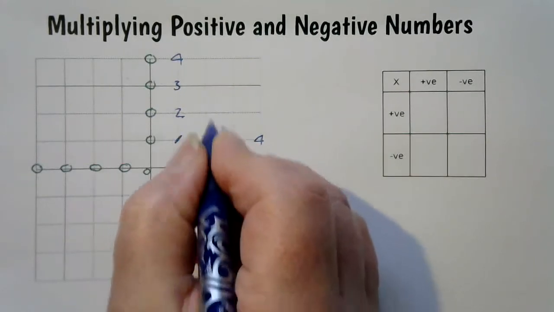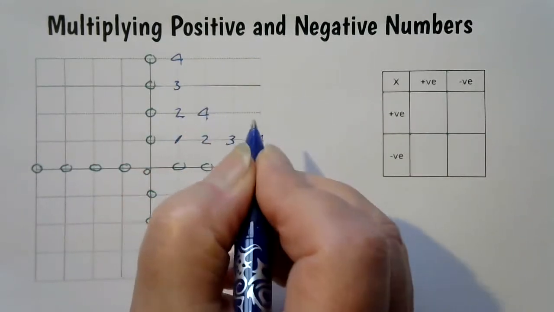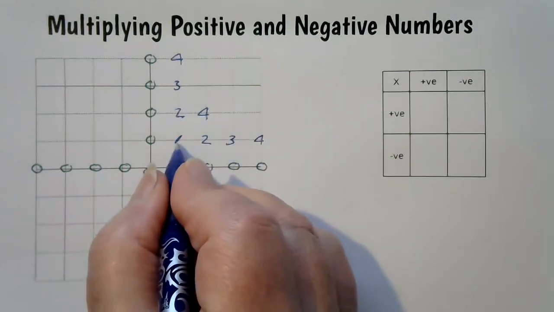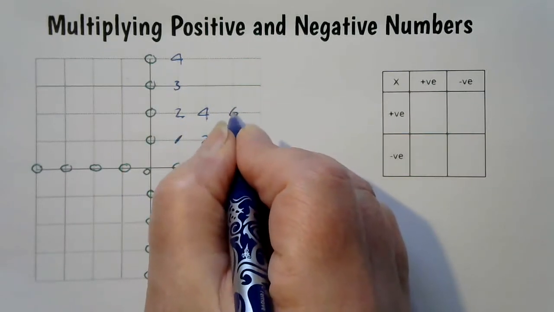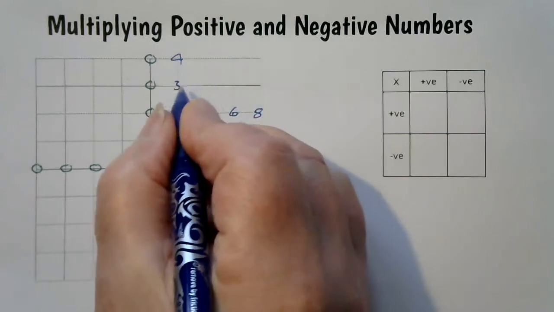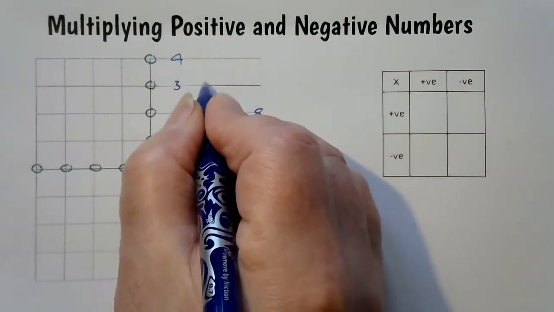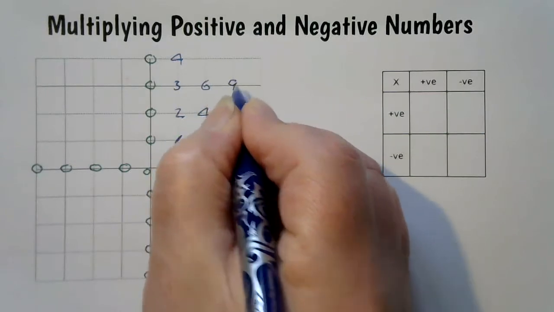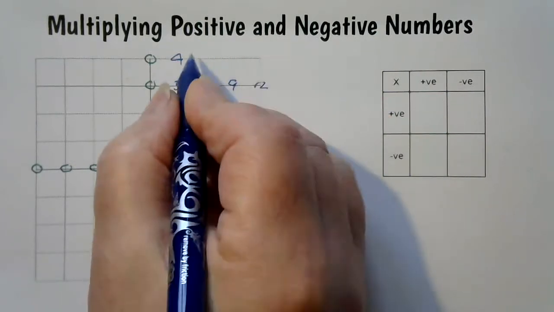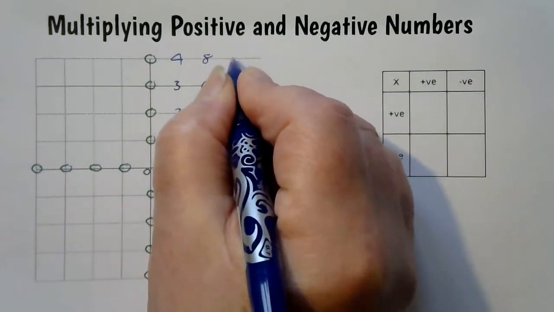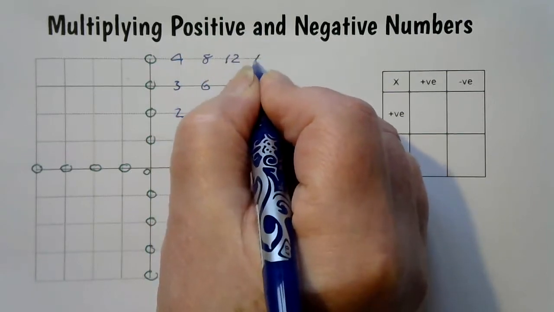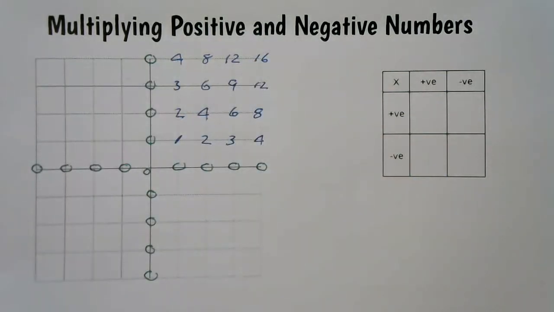Here I've got 2 times 2, 4. Now I can see that this is the 1 times table. This is the 2 times table. So I've got 6, 8. This line is the 3 times table. 6, 9, 12. This line is the 4 times table. So I've got 4, 8, 12, 16. It looks just like a multiplication table, doesn't it? Well, basically that's what it is.